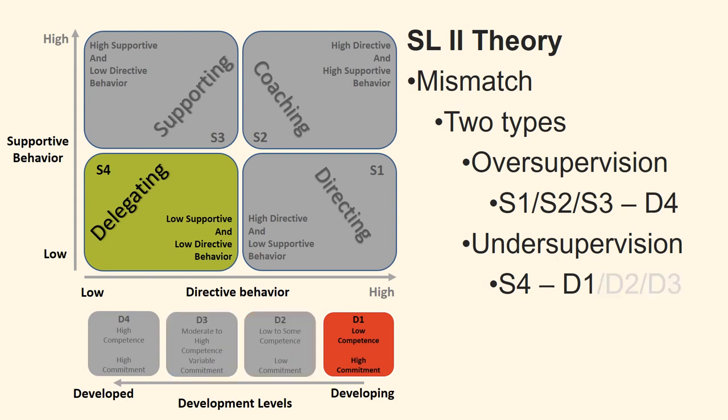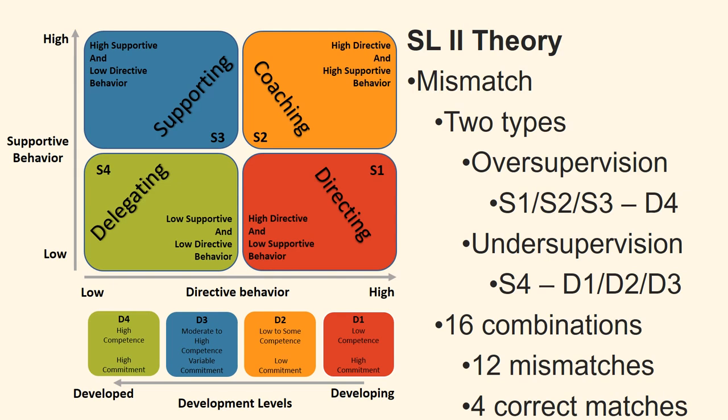The S4 leadership style towards an employee placed at D1 development level lacks directive behaviour. An S4 leadership style towards the D3 development level lacks supportive behaviour. And S4 leadership style towards D2 development level lacks both directive behaviour and supportive behaviour. In the absence of directive behaviour from the leader, the employee lacks knowledge of what to do to fulfill the task. And in the absence of supportive behaviour, the employee is not motivated enough by the leader.